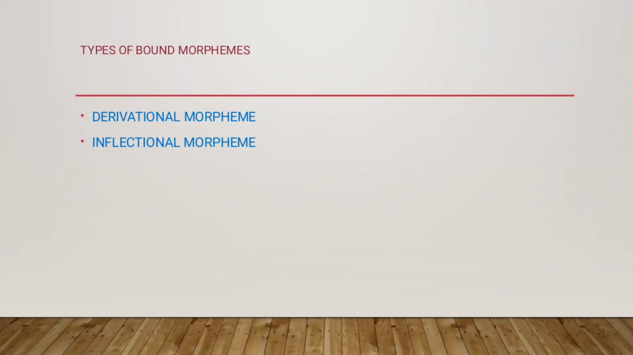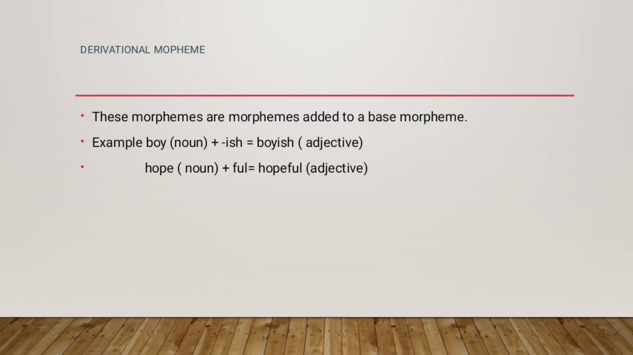Let's take a look at types of bound morphemes. We have two of them, and they are derivational morphemes and inflectional morphemes. Let's firstly take a look at derivational morphemes. We say derivational morphemes are morphemes added to a base morpheme.